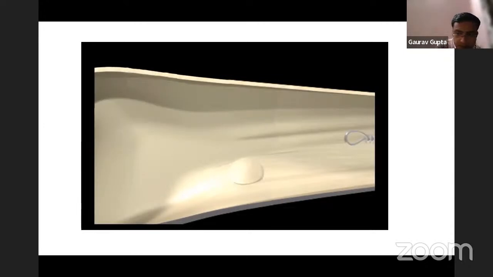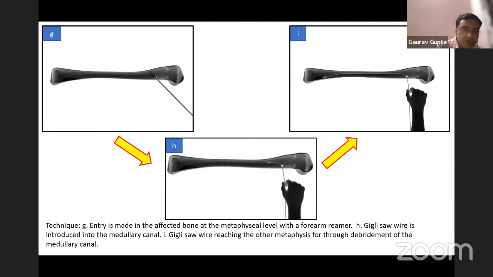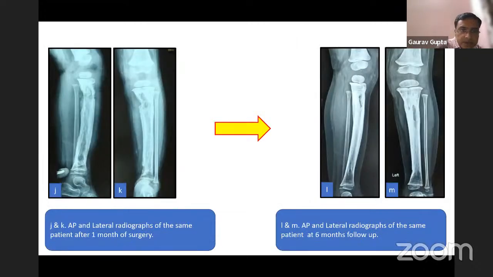with the Gigli saw wire through all the walls multiple times, rotating it in all the directions, so that we remove all the necrotic tissue sticking around the canal and in the canal. Similar depiction by pictures. And then we lavage the canal with an infant feeding tube. In this case, we did the same, and this is the same child after 1 month of surgery.